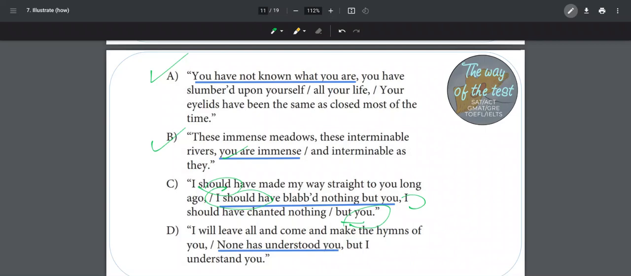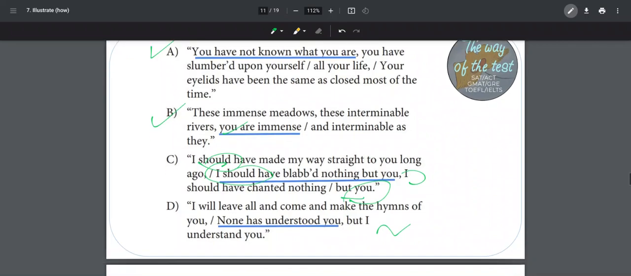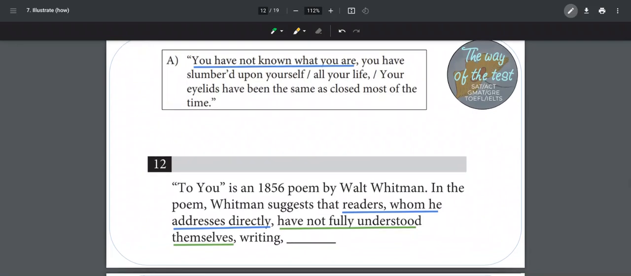Pretend somebody is writing a letter to you, an email, or a WhatsApp. They're talking to you directly. They're not talking about what I should be doing or not. And "none has understood you, but I understand you." Okay, this kind of is talking to you. You could say that it's addressing the reader, but it's not really telling the reader that he or she should be doing something or not.